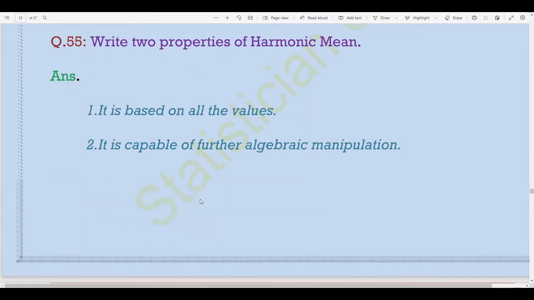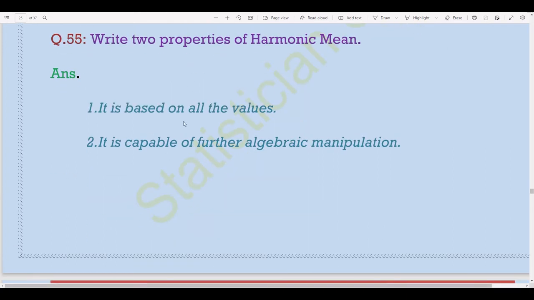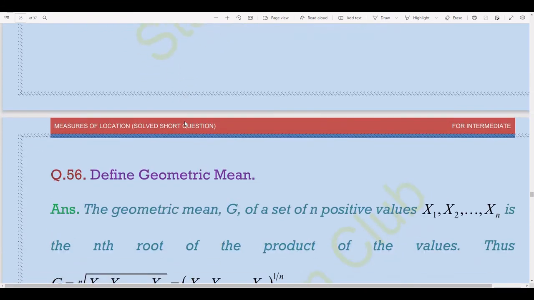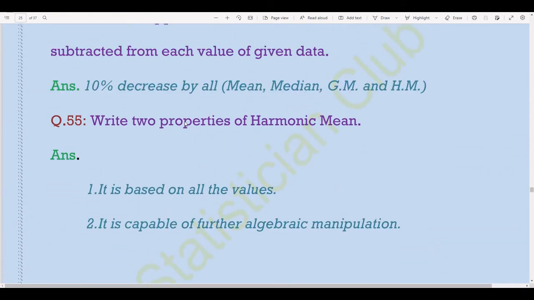Write 2 properties of harmonic mean. It is based on all values. It is capable of further algebraic manipulation. You can find a detailed explanation of the merits and demerits, which are the properties of harmonic mean, at the end of your screen. Its link is at the end of the screen.